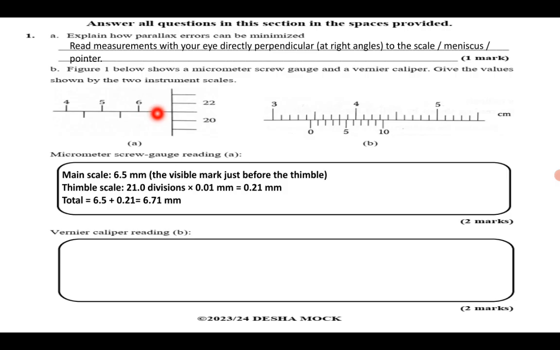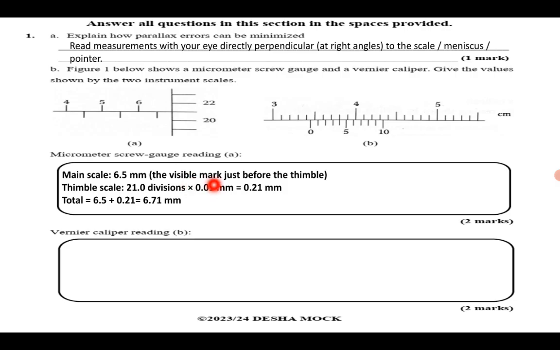So you take the reading there, that's 6.5 millimeters. That's the division mark just before the thimble here. The thimble scale is 21. This is 21 here. If this is 20 and that's 22, that means this one here is 21.